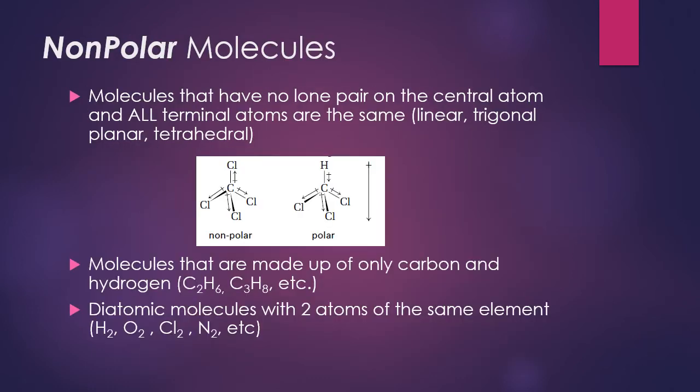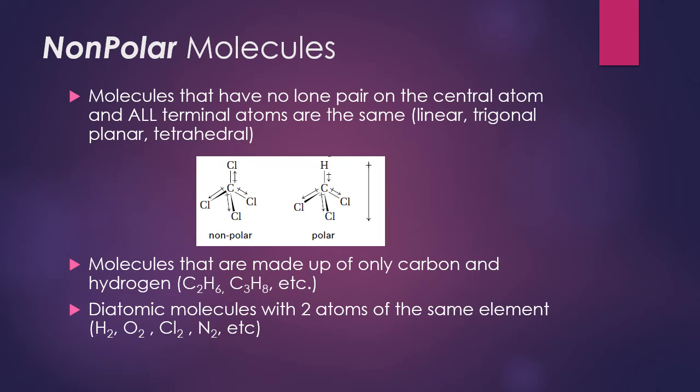Another way to figure out if the molecules are polar or nonpolar is by applying the rules on the following slides. So for this first slide, we're talking about nonpolar molecules. So you can actually apply these rules to the Lewis structure. You don't even have to know the molecular shape of it. So the first rule says molecules that have no lone pair on the central atom and all terminal atoms are the same, it's going to be nonpolar.